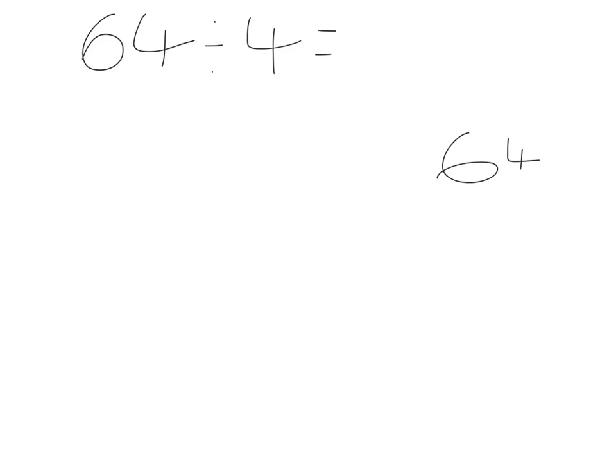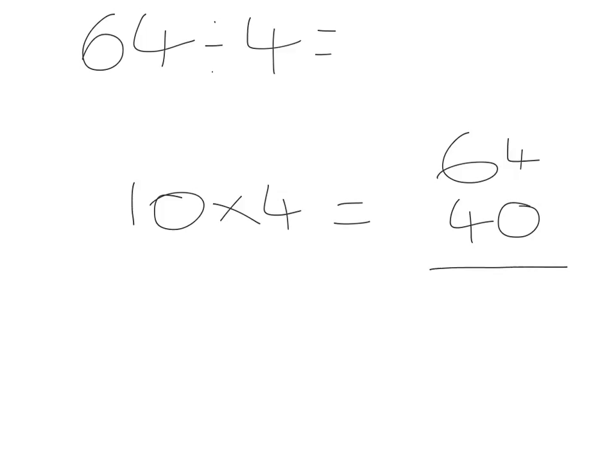Let's start. I know that 10 times 4 is 40. That's a really quick calculation to do. So 10 times 4 equals 40. I've worked out that a chunk of that 64 is 40 by doing 10 times 4. Now I'm going to take away that 40 from 64, some practice of my subtraction skills. And I know that 64 minus 40 is 24.